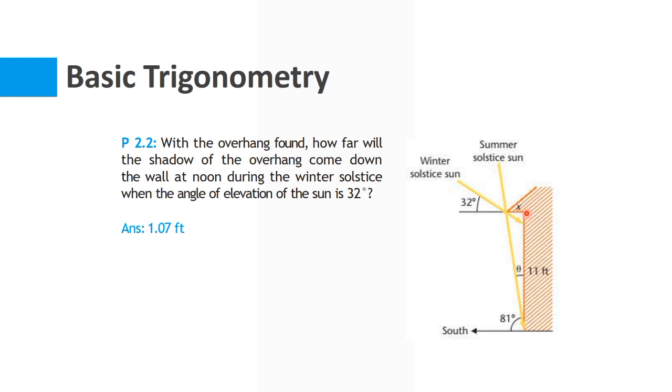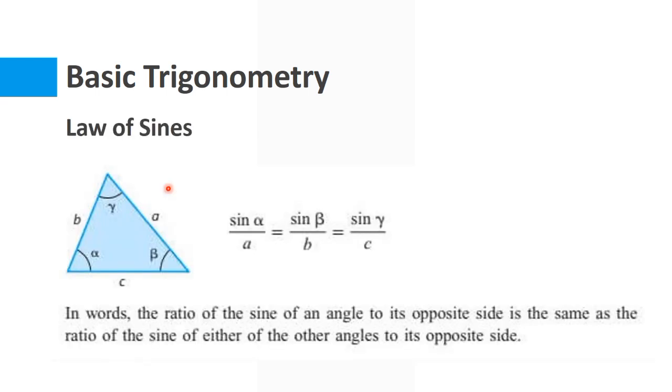You have already found this side, which is 1.74 feet. So you can easily find it by doing tangent 58 degrees equals 1.74 feet divided by the height of the shadow. By dividing 1.74 by the tangent of 58 degrees, you can find the length of the shadow in this winter season. So that's all, and you have to practice this problem at home.